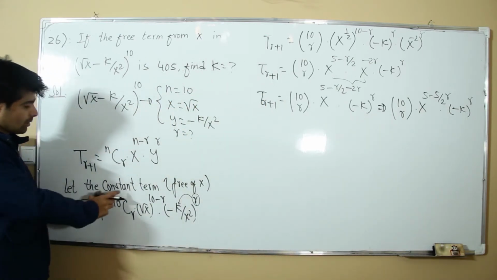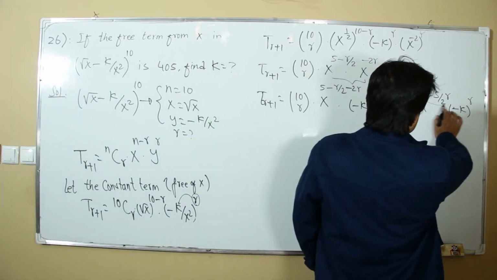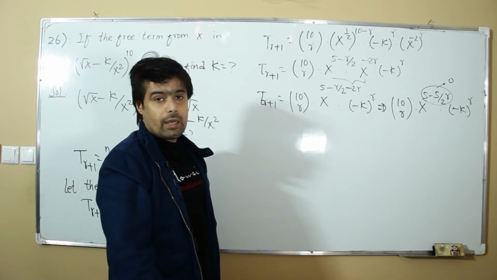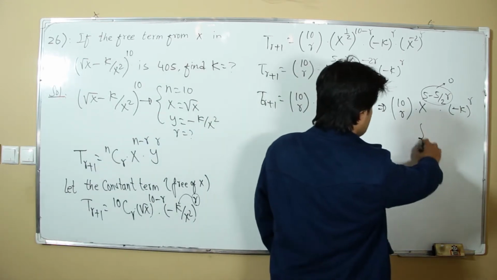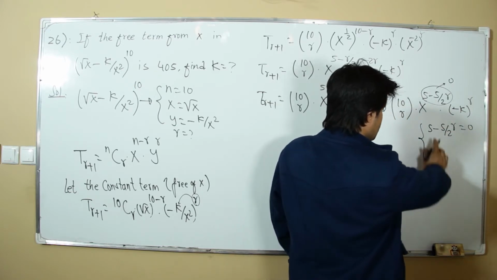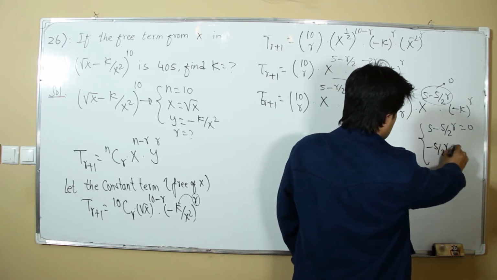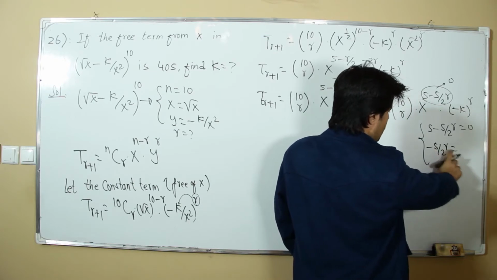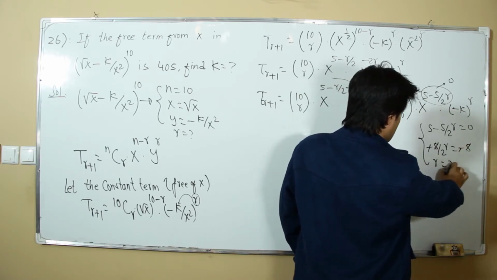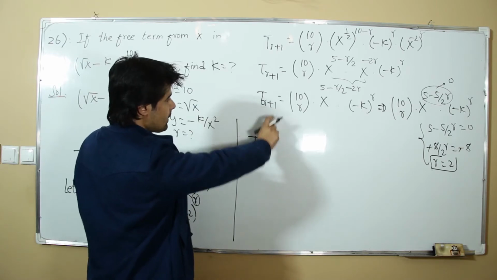Now your term is the constant term. It means it is free of x. It means the power of x should be 0. With this equation you are able to find r. So 5 minus 5r divided by 2 equals 0. Now you can solve this for r. Minus 5r divided by 2 gives minus 5, minus with minus is cancelled, 5 with 5 is cancelled. r is 2. Now in t, instead of r, 2 plus 1 is 3.